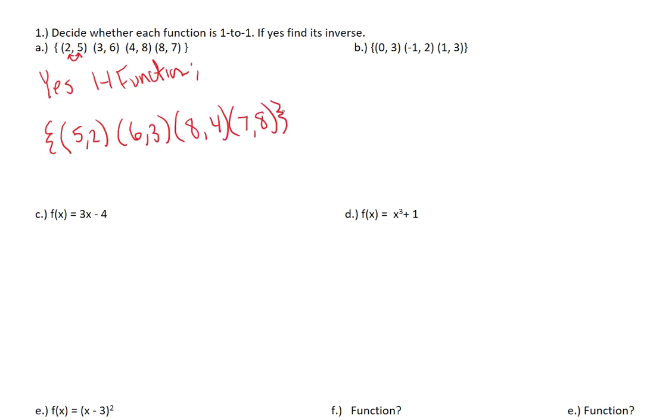Now if we look at letter B, we'll look at the x's. Again, they're all different. But if we look at the y's, you'll see that there are duplicates in the y's. So even though it's a function, it is not a one-to-one function. And because it's not a one-to-one function, it cannot have an inverse.